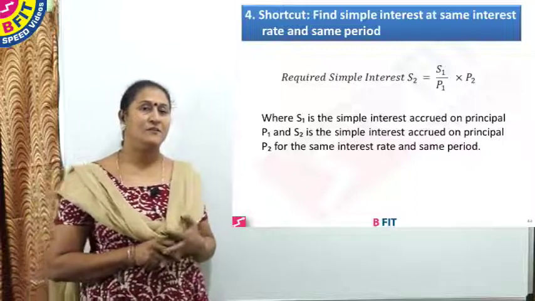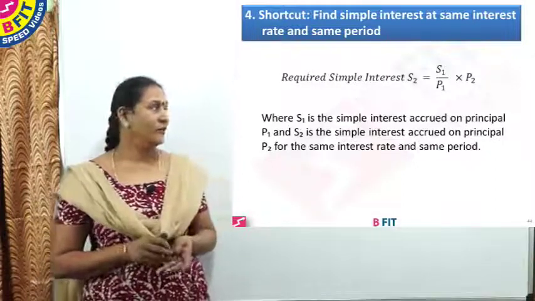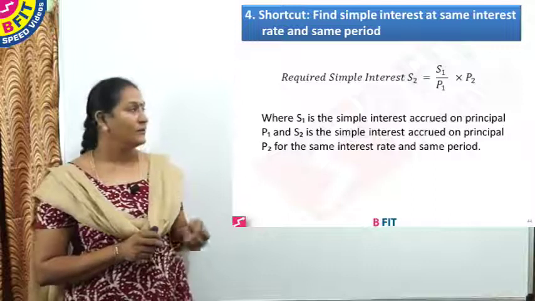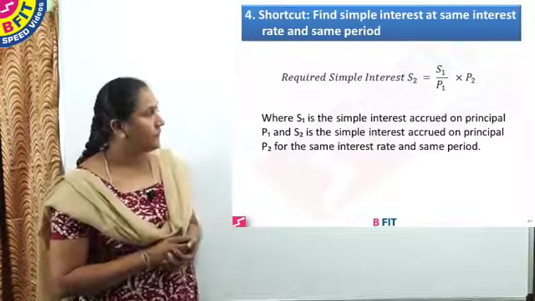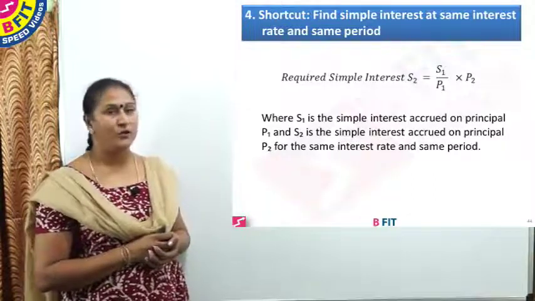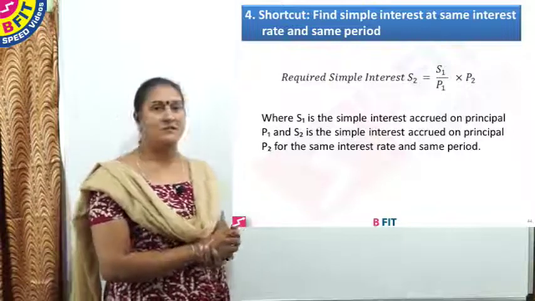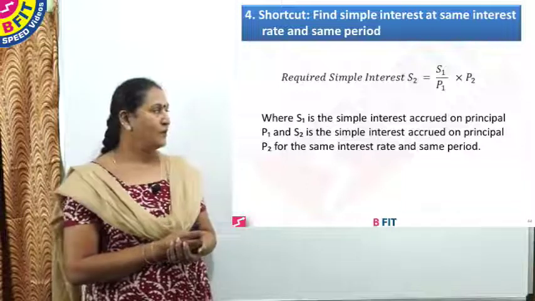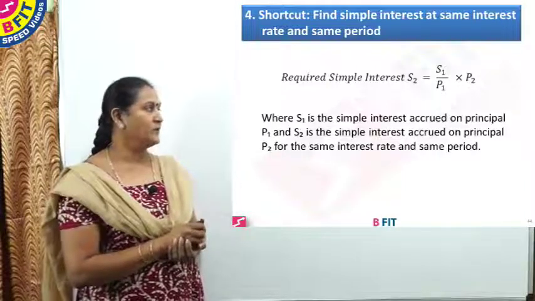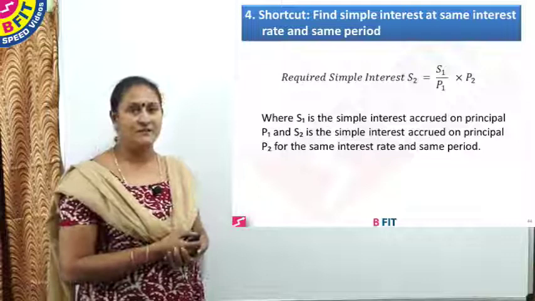So to find the simple interest for a different amount, given a sum and its interest, S2 equals S1 into P2 by P1, where P1 is the principal deposited and S1 is its corresponding interest, and P2 is the second amount for which S2, the interest, is found.